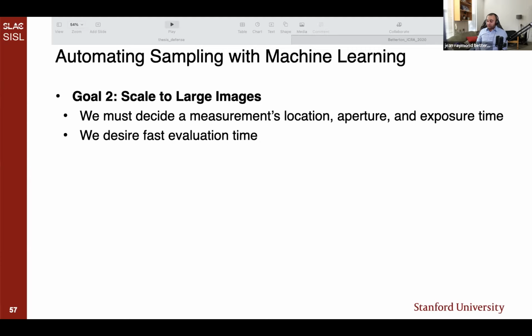Further, our adaptive algorithm has to process a large number of measurements and select future ones quickly because the measurements can be captured on the order of milliseconds. So we don't have several hours to do a computation and then come back with the next wave of measurements. It has to be very fast.